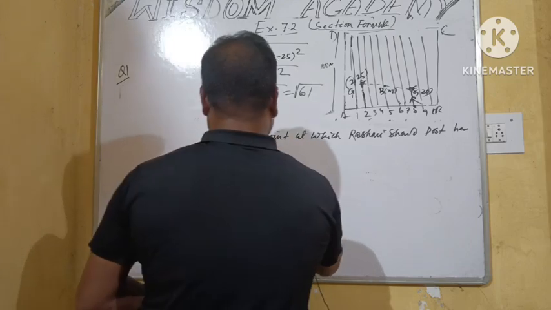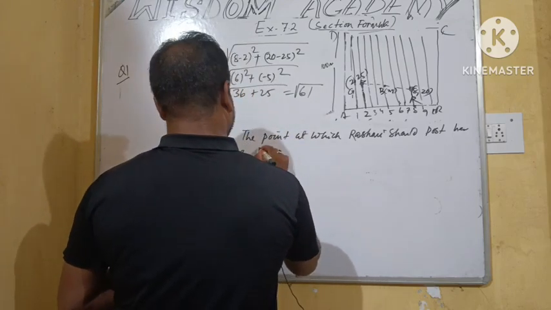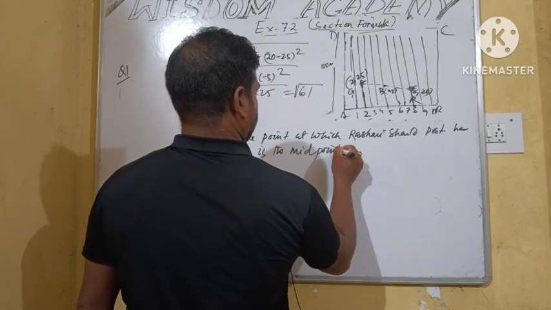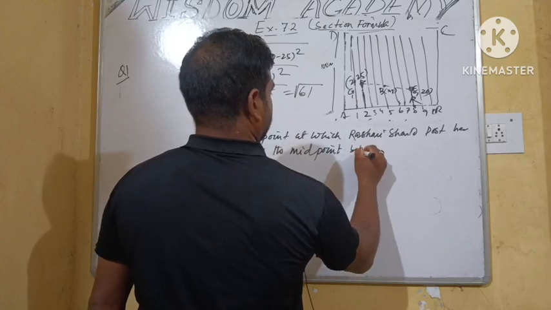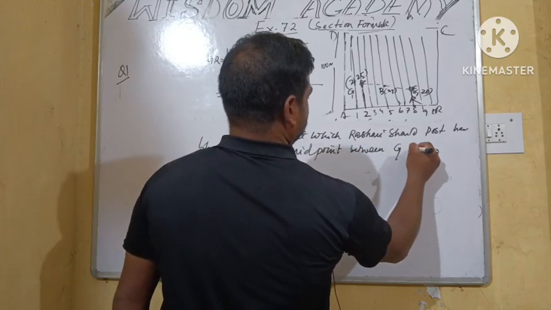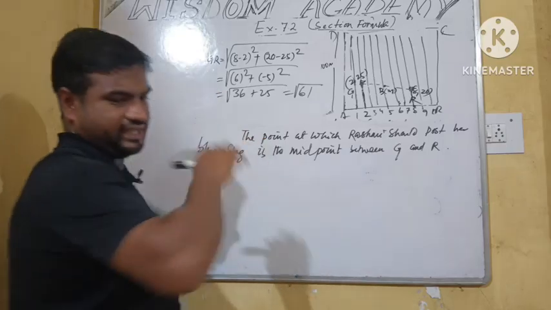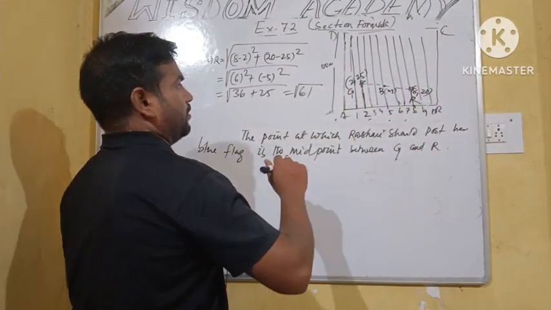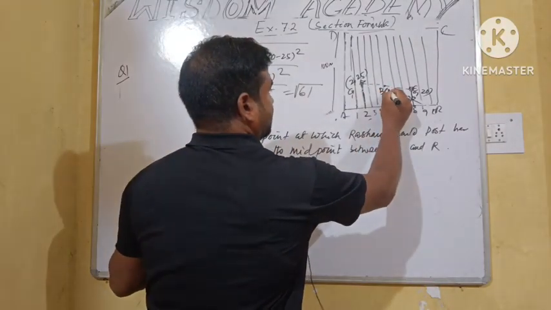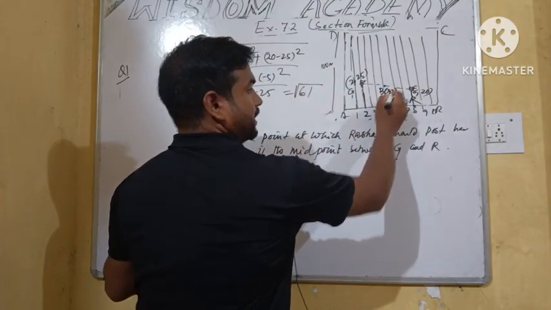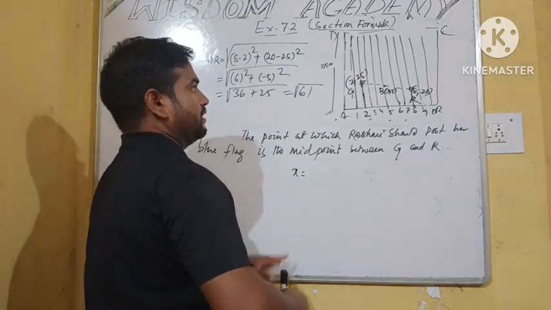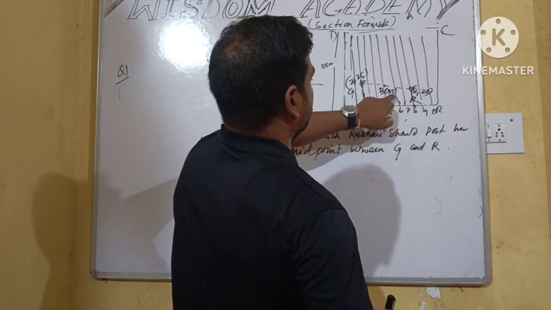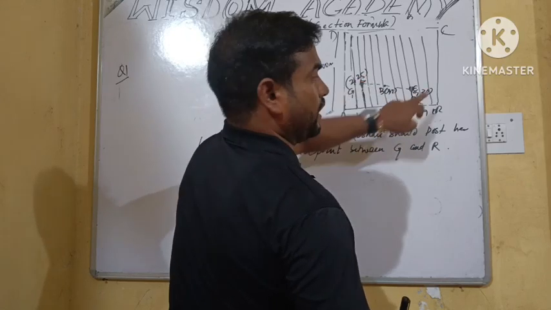Her blue flag is the midpoint between the green and red flags, G and R. We have to find the coordinates of B, X and Y. So what is the midpoint formula? Midpoint formula: X is equal to (x1 plus x2) by 2 and Y is equal to (y1 plus y2) by 2.